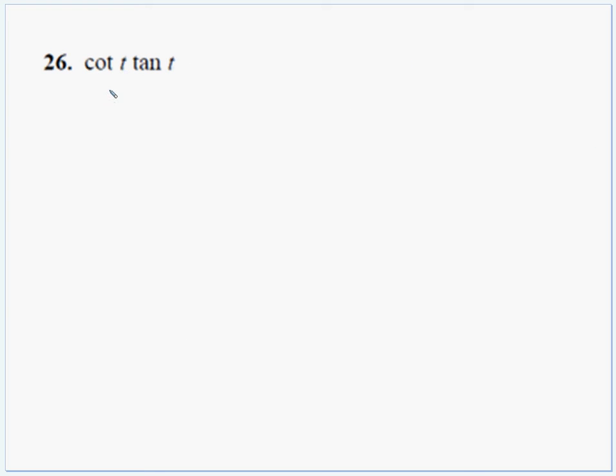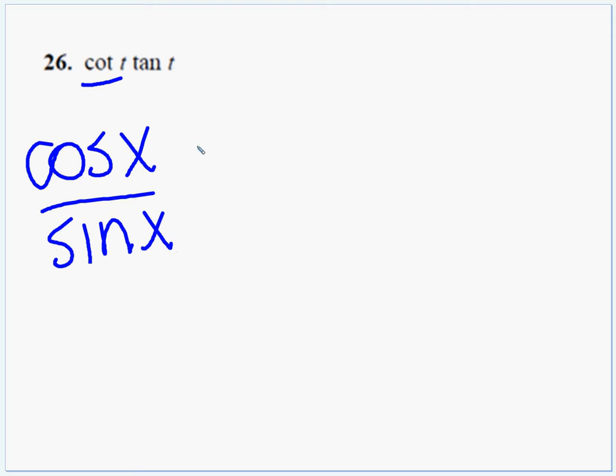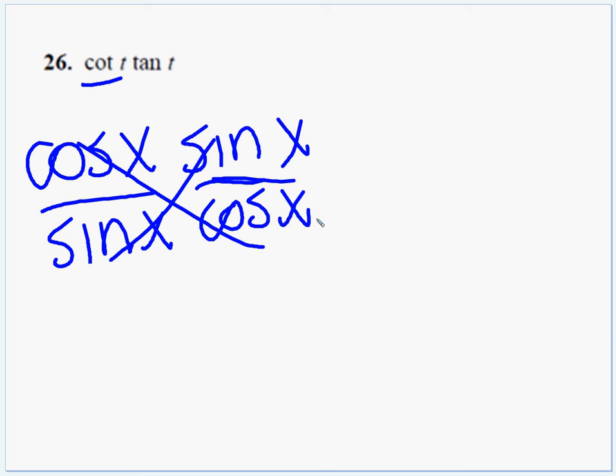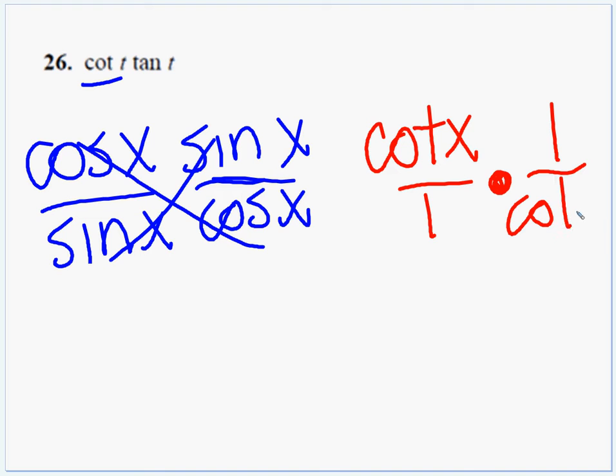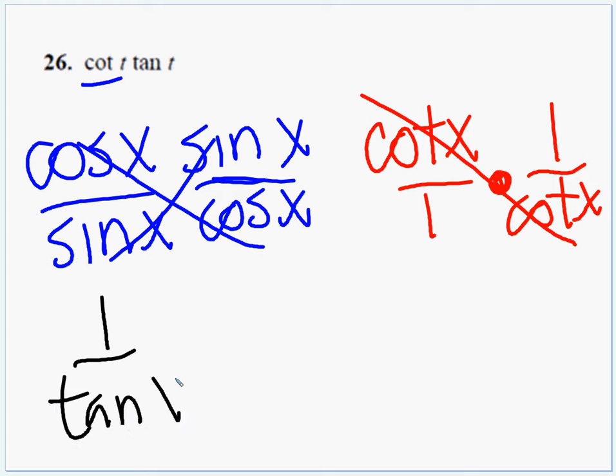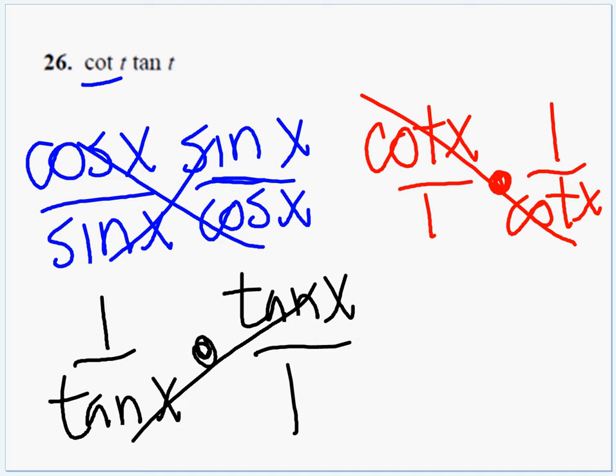Now this one, of course, we can do it three different ways. We could turn cotan into cos over sine. We could turn tan into sine over cos. And they're going to cancel. Or we could leave the cotan alone and turn the tan into 1 over cotan. Same result. Or we could turn the cotan into 1 over tan and leave the tan alone. Same result. Equal to 1, no matter which way you slice it.